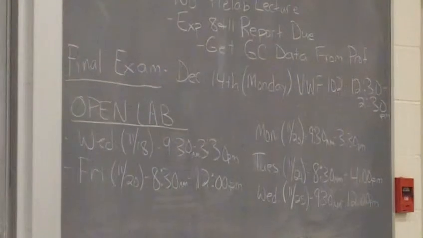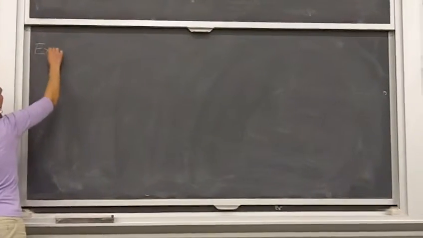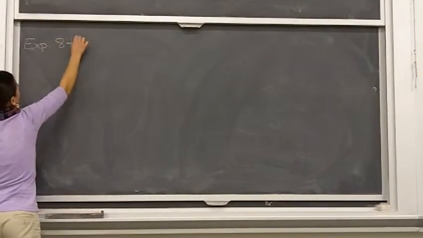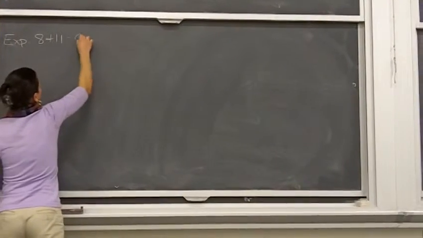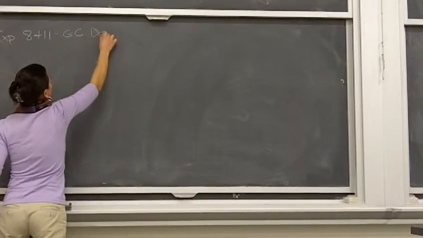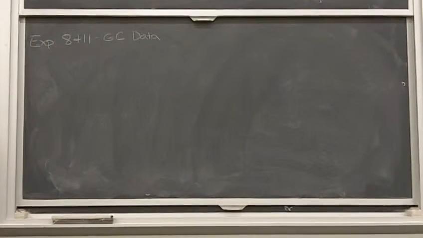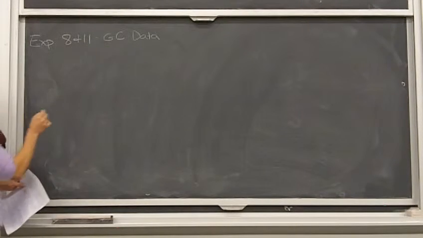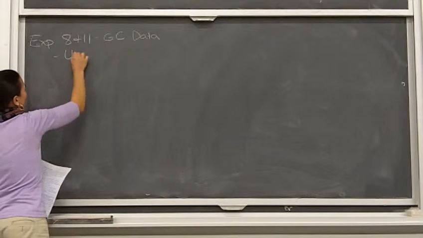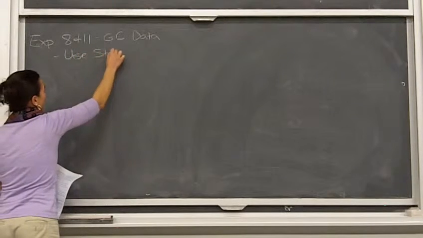All right, a couple of notes about experiment 8 and 11 before we talk about experiment 12 and 13. With your GC data, you're going to need those standards that your lab prof is going to give you, and now you've got to take your data, look at the standards, and put everything together, okay? Make sure you do use those standards.